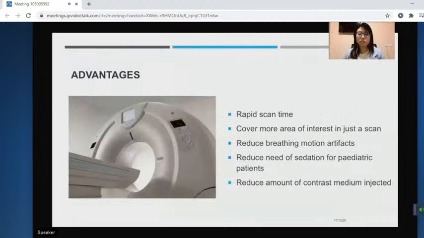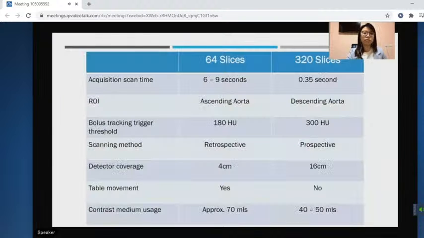Advantages of using such a machine: of course, it speeds up the scan time. It covers more area in just one scan. It reduces blooming artifacts, and of course reduces the sedation used for our pediatric patients. And of course, the amount of contrast needed for injections is reduced as well.